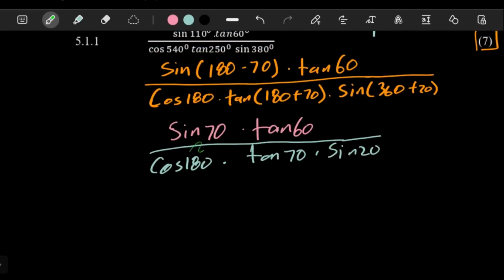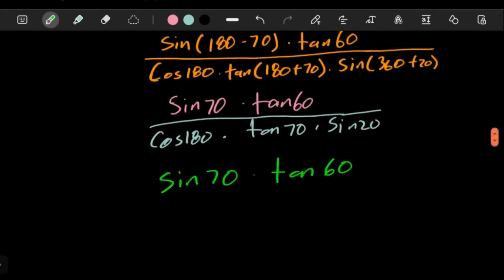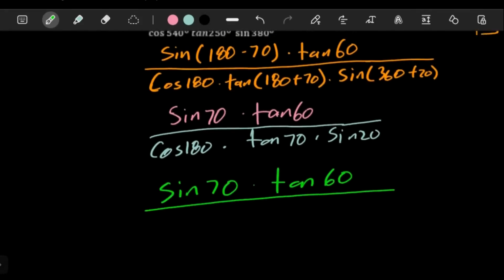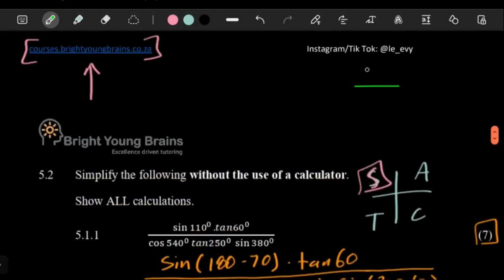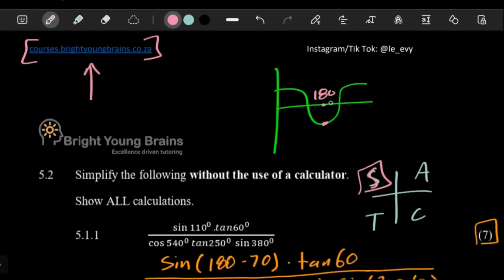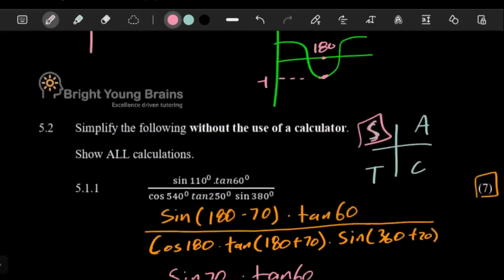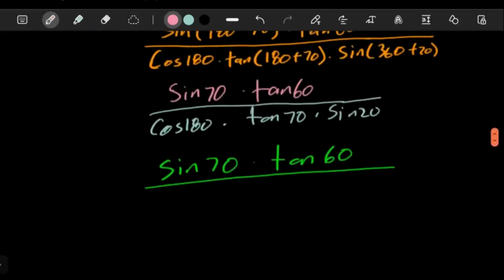So it seems like we cannot avoid the whole tan. Actually, no, we could just change. Because look, this is going to be interesting. Sine 70, right? Times tan 60. The big idea is, firstly, let's deal with cos 180. If you have a cos graph, it looks like this. What you know is that at cos 180, this is going to be -1. But no, let's just leave it for now. We're not yet changing stuff to numbers.